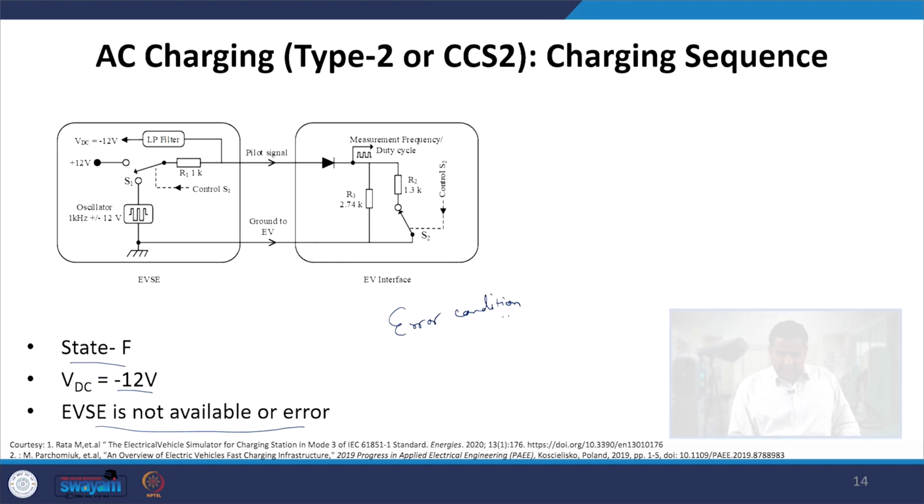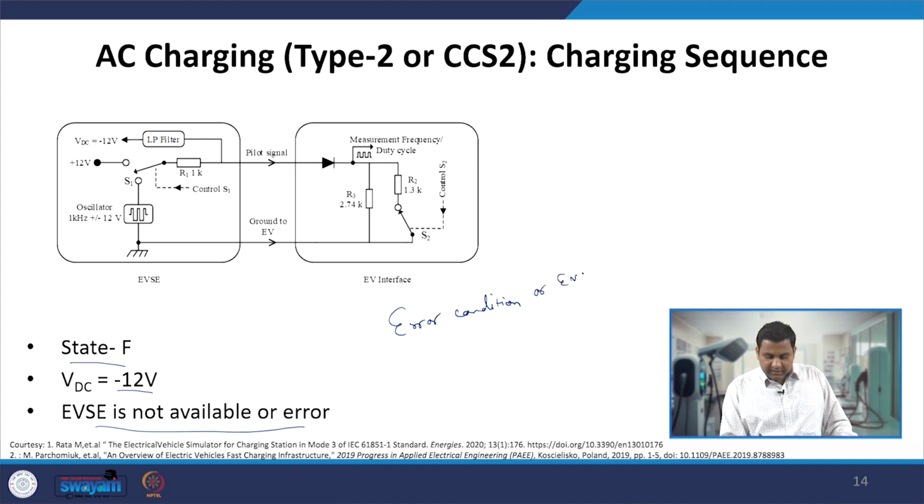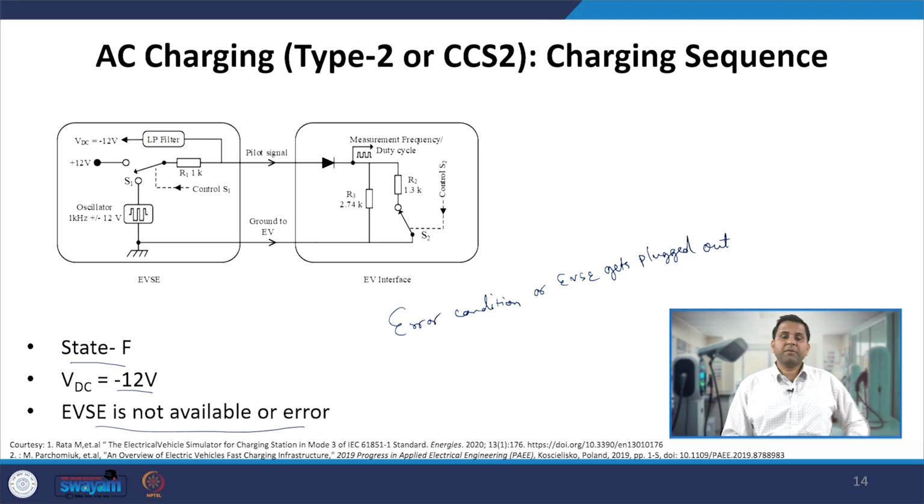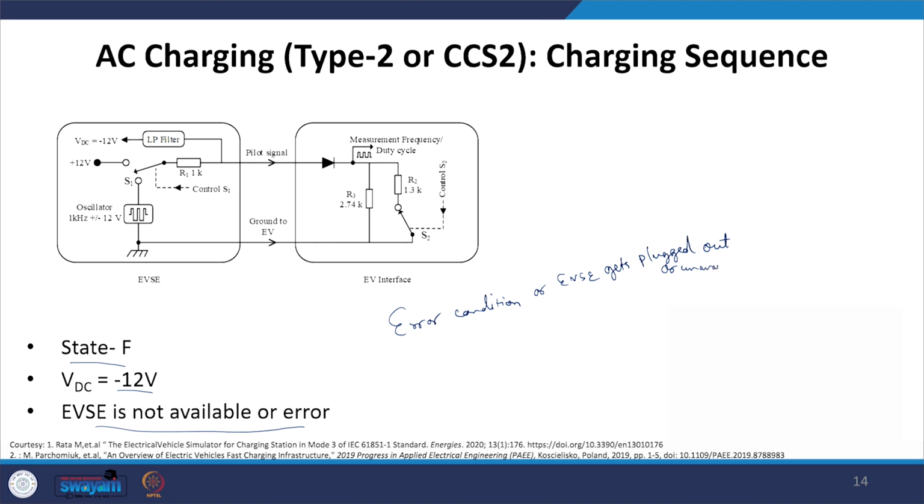In this case, it is an error condition, or the EVSE gets plugged out and the measuring circuit may have some error, or you can say the EVSE gets plugged out or unavailable. So, this could be one problem, and this state of the vehicle and EVSE is called state F.